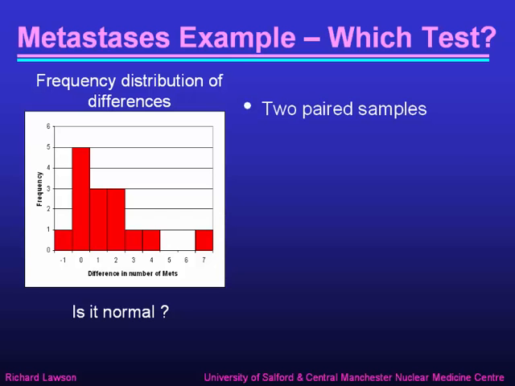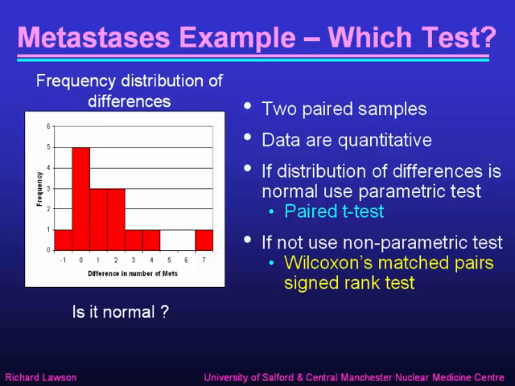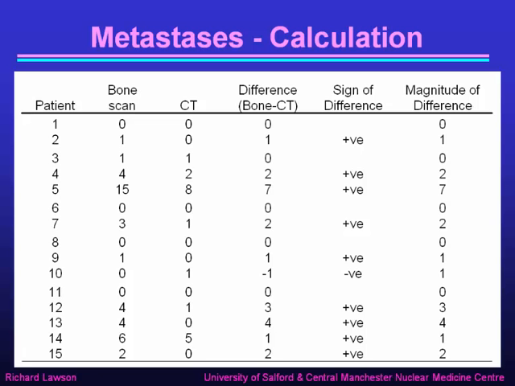We've got two paired samples. We know that the data are quantitative, and as I've already said, if the distribution of differences was normal, we would prefer to use the parametric test, which is the paired t-test, but if we believe it's not normal, we'll use the non-parametric test, which is Wilcoxon's matched pairs signed rank test. Well, at least for the purpose of this exercise, we better believe it's appropriate to use the non-parametric test, otherwise there won't be much point in me illustrating this data. So here are the numbers again.